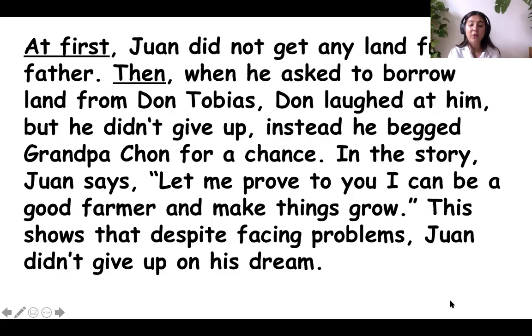So this is just my first point in my response paragraph. At first, so I've used some linking words here. At first, Juan did not get any land from his father. Then he asked to get land from Don Tobias. So I'm giving a little bit of the background story because I want to explain that this shows he didn't give up on his dream. So I'm letting the reader know what happened very briefly in the story.